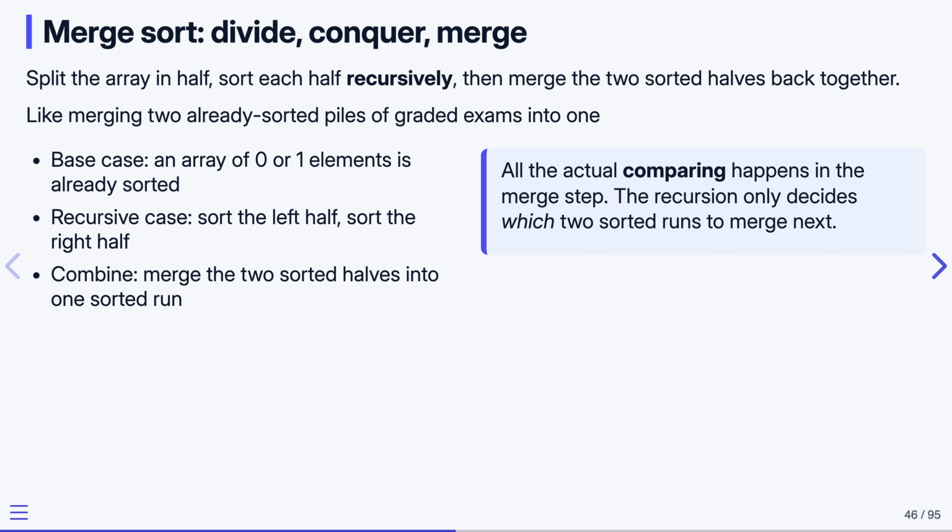Now let's meet merge sort. It has three simple moves. Split the array in half, sort each half on its own, then merge the two sorted halves back into one.